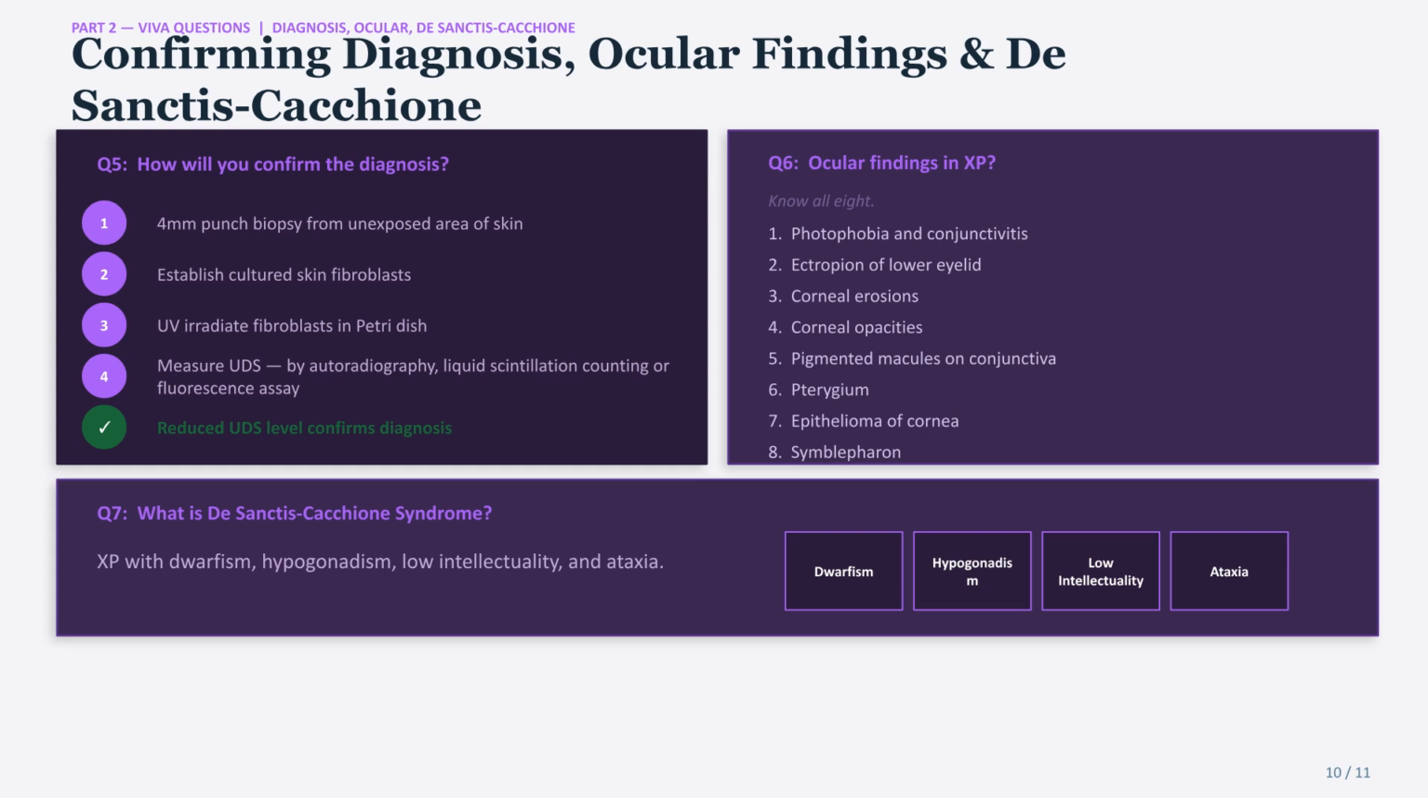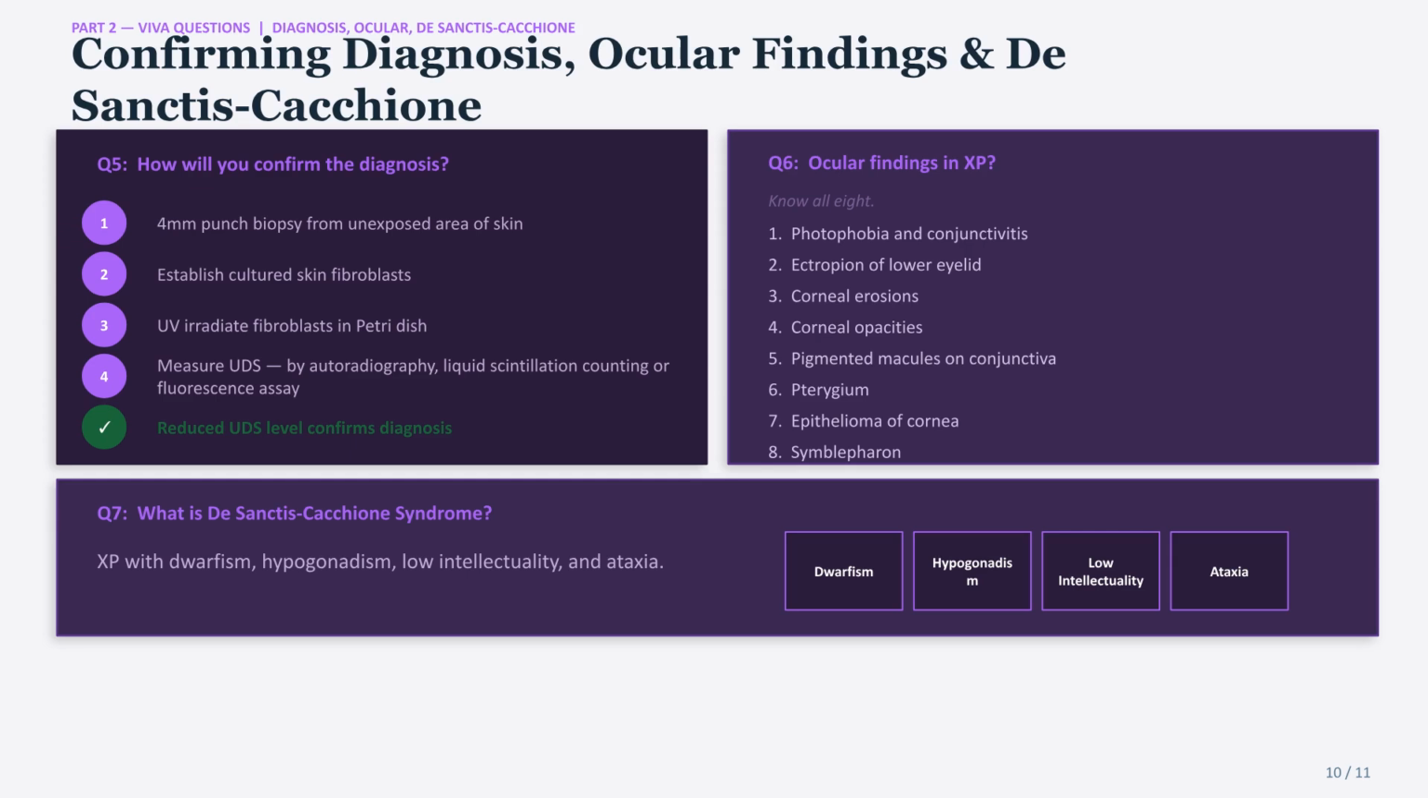The examiner asks, how will you confirm the diagnosis of XP? Diagnosis can be confirmed by measurement of unscheduled DNA synthesis in cultured skin fibroblasts, which are established from a 4mm punch biopsy taken from an unexposed area of skin. The fibroblasts are UV irradiated in a petri dish, and UDS can be measured as incorporation of nucleotide into the DNA of the irradiated cell by autoradiography, liquid scintillation counting, or fluorescence assay. A reduced level of UDS confirms the diagnosis.